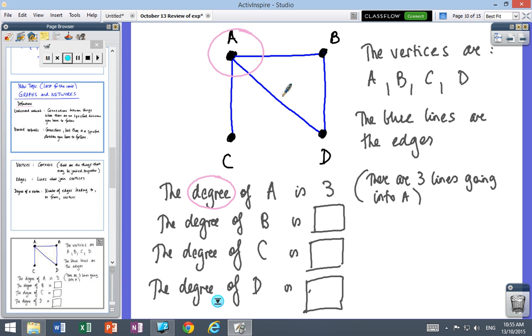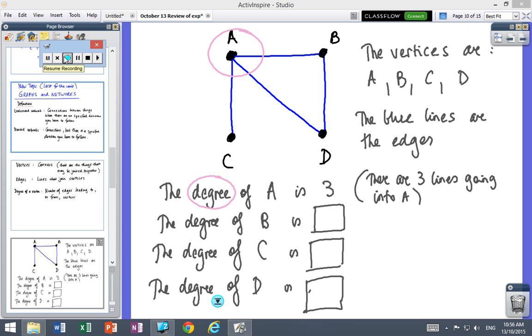There are 3 blue lines not joining, but going into A, so we say that the degree of A is 3. What's the degree of C? So what I want you to do is, here's 3 boxes, the degree of B, the degree of C, the degree of D. There are numbers that you put in.